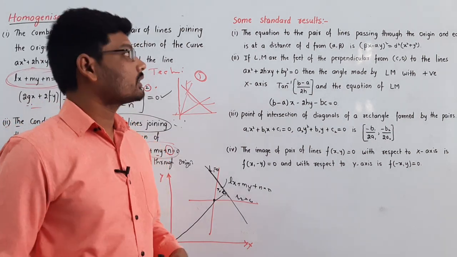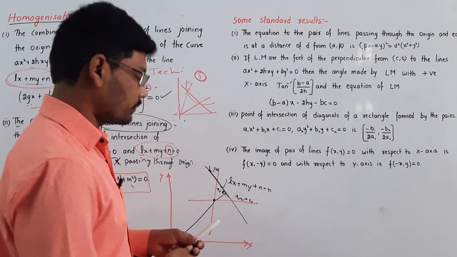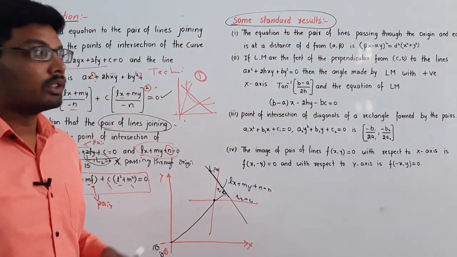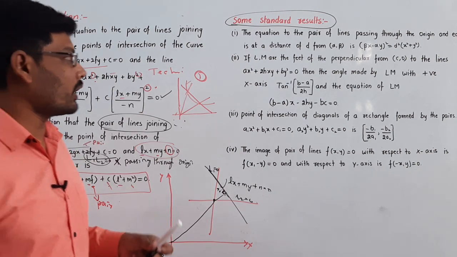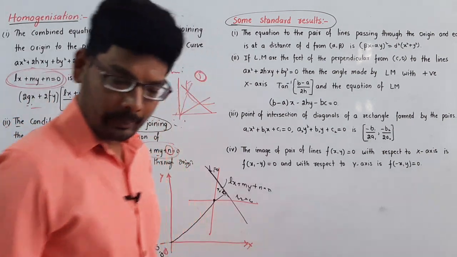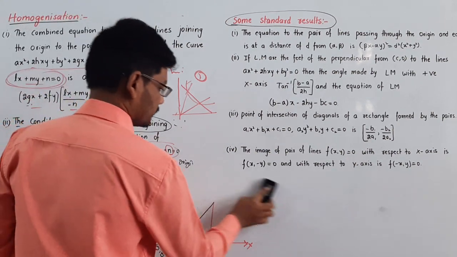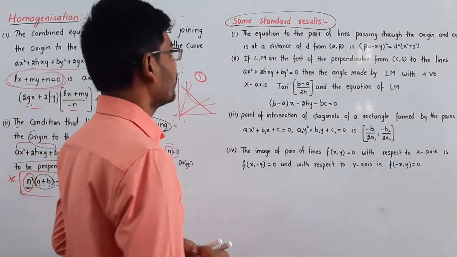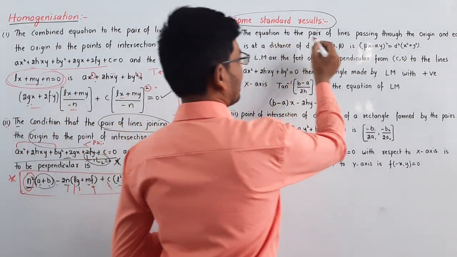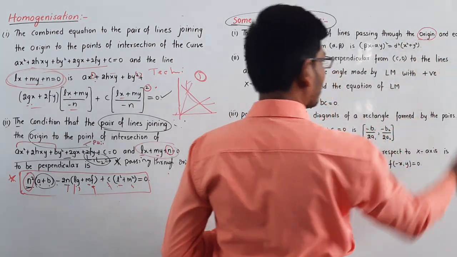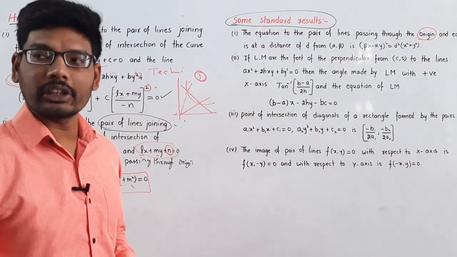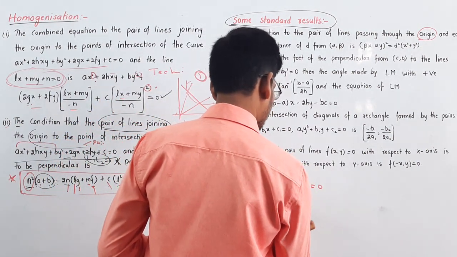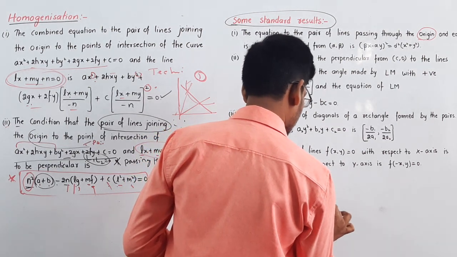And next, some important standard results. These results are related to the whole chapter, and in that we have 4 points. In the first point, remember, the equation of the pair of straight lines passing through the origin, that is L1 L2 is equal to 0, which is nothing but ax square plus 2hxy plus by square is equal to 0.